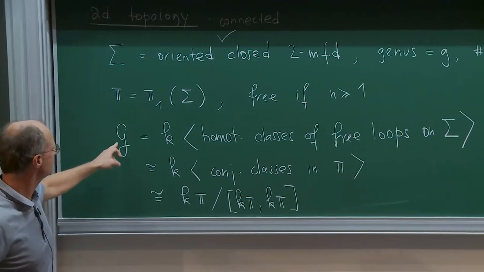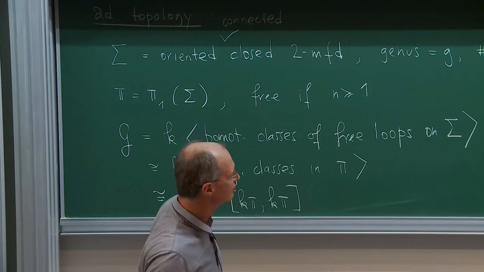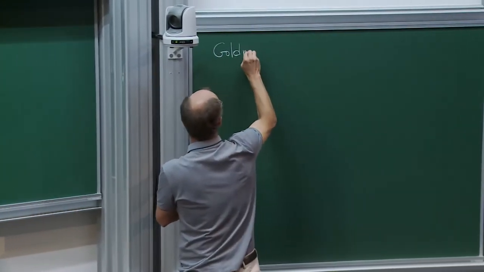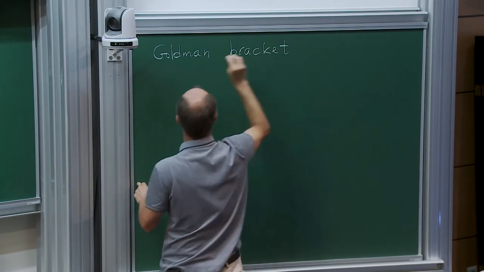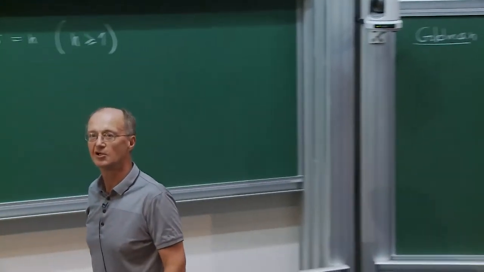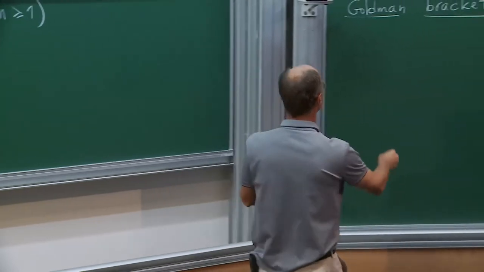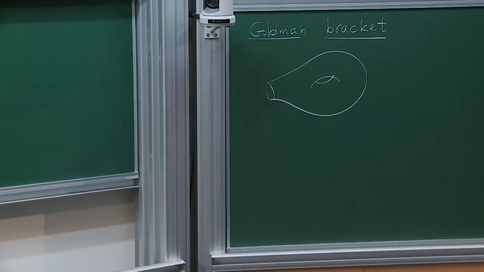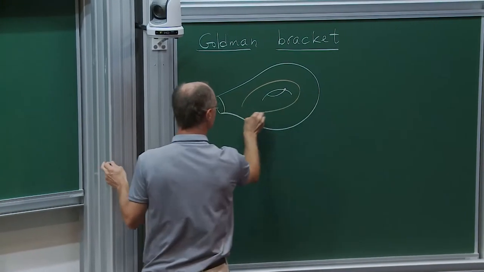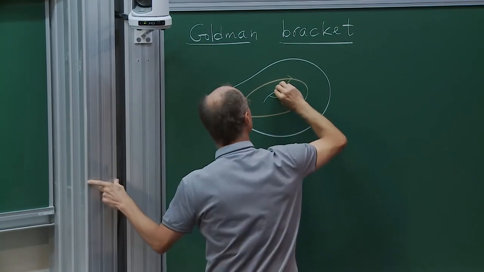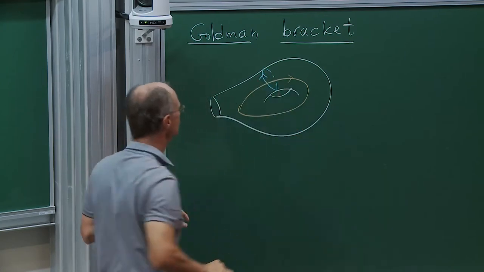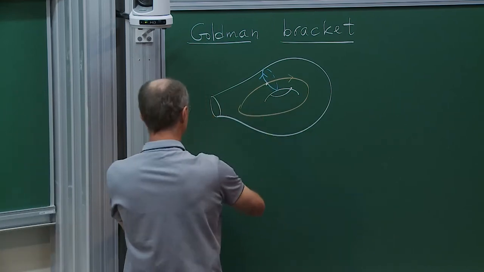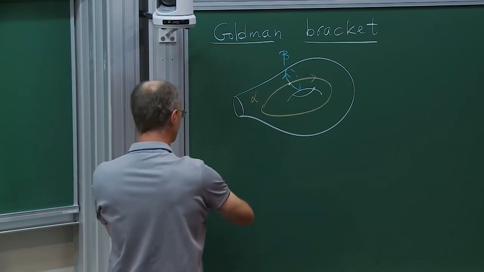So in fact, it turns out that this space, which is a vector space over K, carries several exceptional structures. Is it okay if I use that one? So the first one is the bracket called the Goldman bracket. It was mentioned yesterday. Let me show you how it looks. So suppose this is our surface, and we take two loops on this surface. Since we are interested in homotopy classes of loops, we can always arrange the intersections to be transverse, and we can always arrange that there is only a finite number of intersection points. So let's say this is alpha and this is beta.